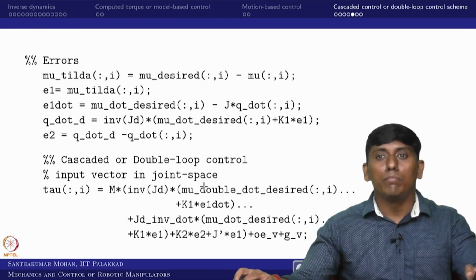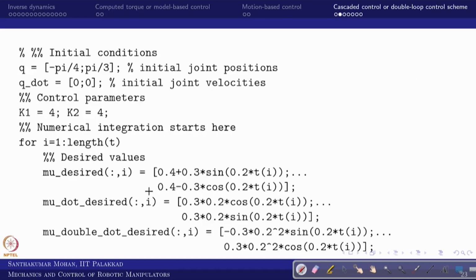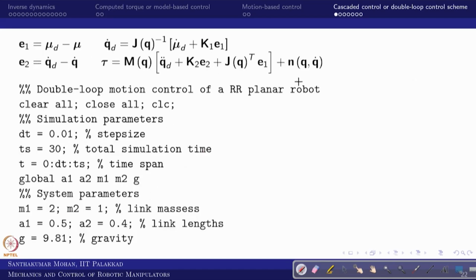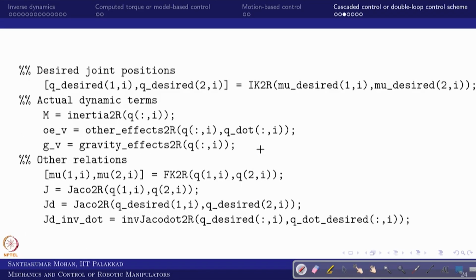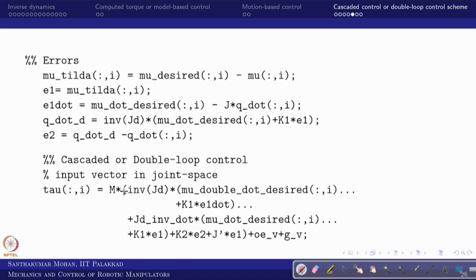After that we are going with the double loop. Whatever we have written in this equation, we are straight away using it. So what we have found is, where the M of q, we have written here as M, the inverse of Jacobian desired, and the μ double dot desired plus k1 E1 dot. Then you can see there is a minus that I have to correct. So minus J dot desired inverse.